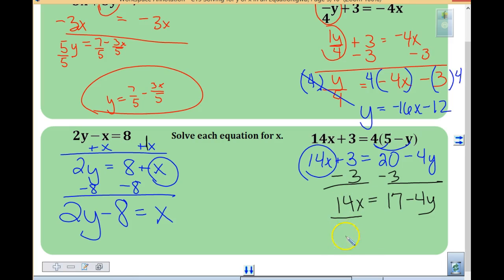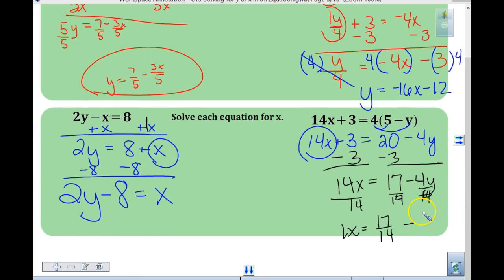What do I want to do to get 1x? Divide everything by 14. And that's why I said this is ugly, right? And so your answer, you're going to leave it as 17/14 plus, or actually we probably keep it as a minus. And 2 over 14, could you simplify it? Or 4 over 14, could you simplify it to 2 over 7? Yes, but I would be okay if you left it that way.